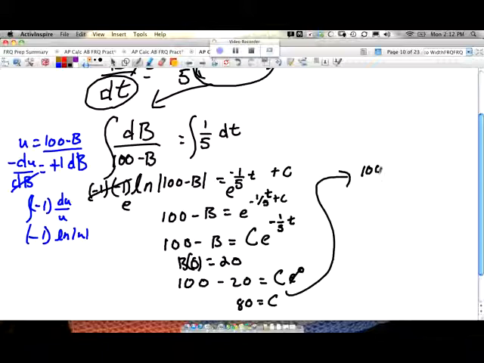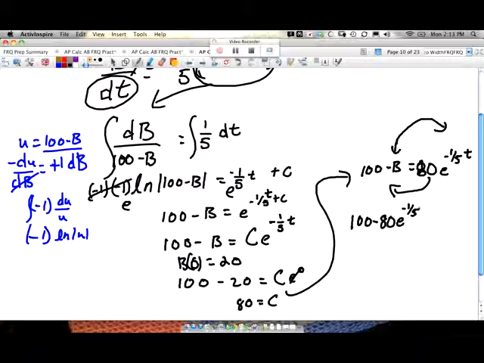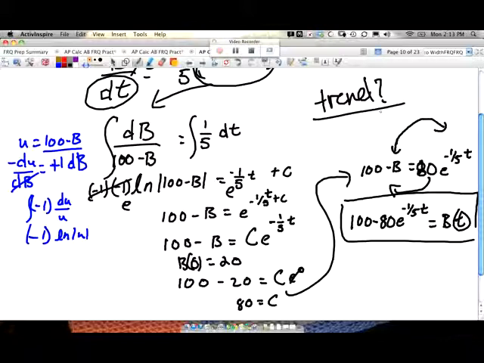That means 100 minus b equals 80 times e to the negative 1/5 t. We want to get this b all by itself, so I'm going to move this over there and this over here. That gives me 100 minus 80 e to the negative 1/5 t equals b of t. That was long, I'm about to lose my breath on that one. Lots of algebra, but pretty straightforward, pretty standard, similar to the last one. Hopefully you're noticing a trend.